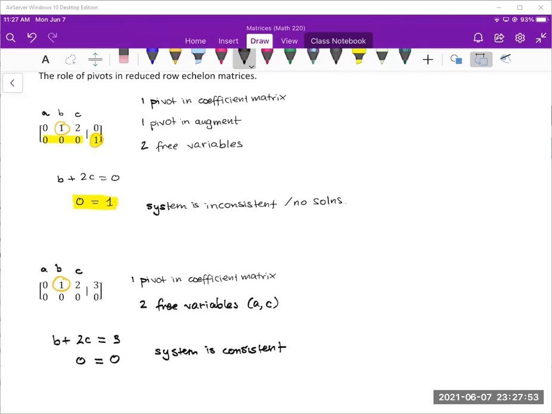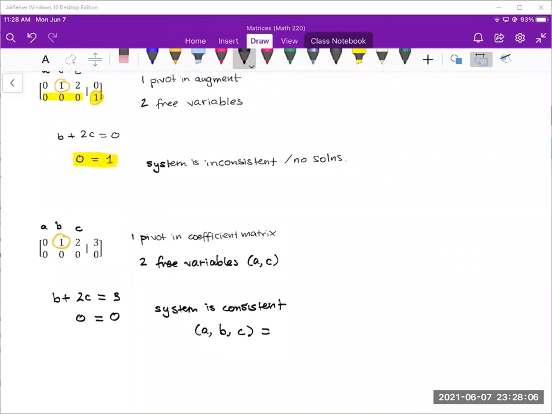And if we want to write down our solution set, we have A, B, and C. Remember that our pivot variable can always be expressed in terms of the free variables. So B here is equal to 3 minus 2C. A has no restrictions on it, and C is a free variable as well, so it will also just appear as itself. So here we see that our solution looks like A, 3 minus 2C, C, where A and C can be anything.